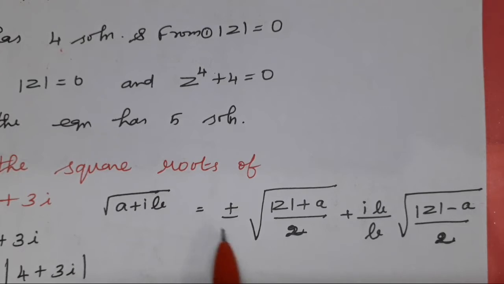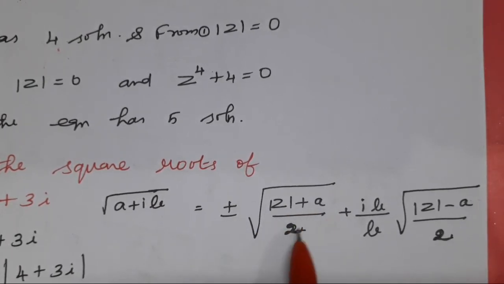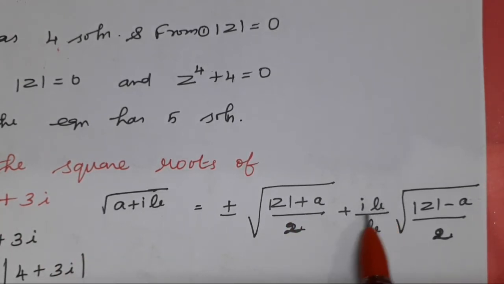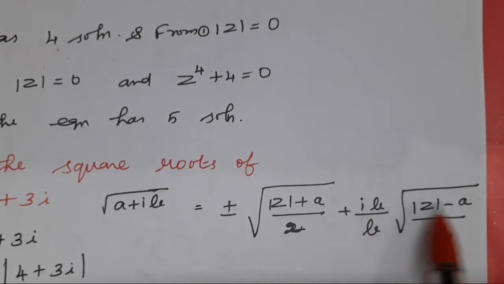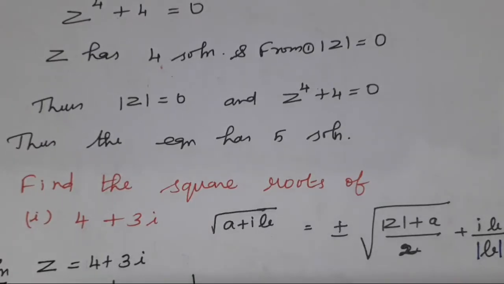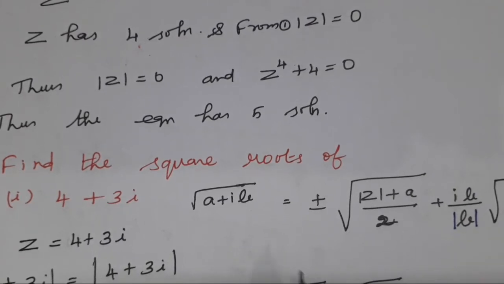Root of a plus ib equal to plus or minus, root of modulus of z plus a by 2, plus i into b divided by modulus of b into square root of modulus of z minus a divided by 2. In this sum, just learn the formula, substitute in the formula, and you get the answer. This is the 2 mark question.